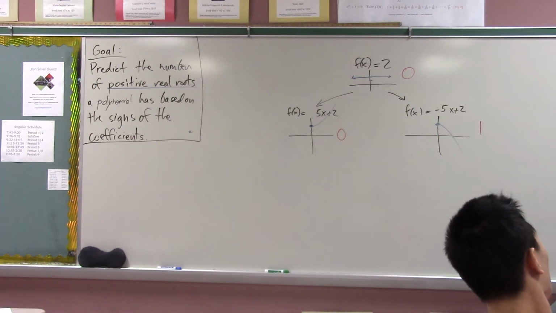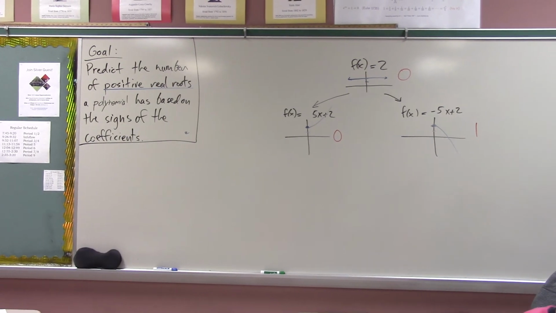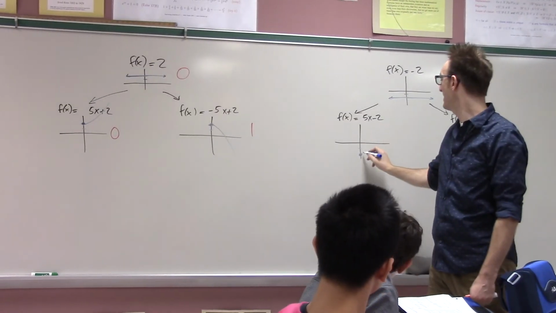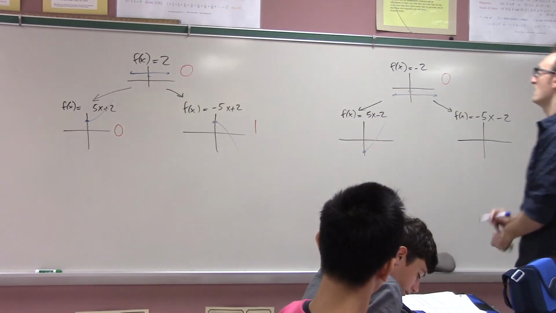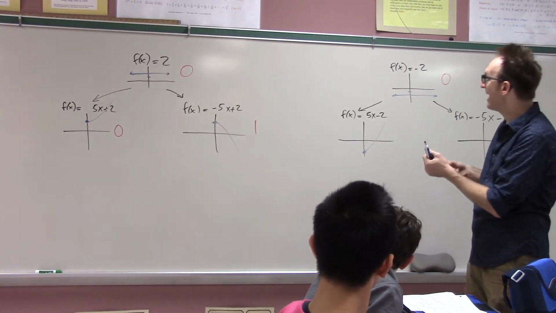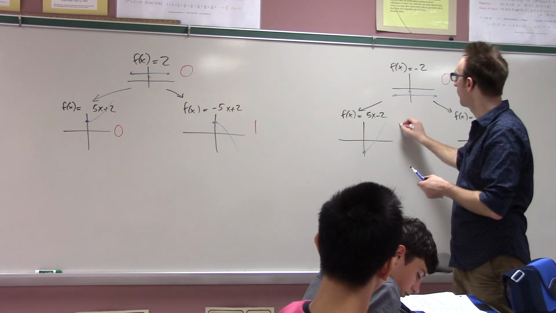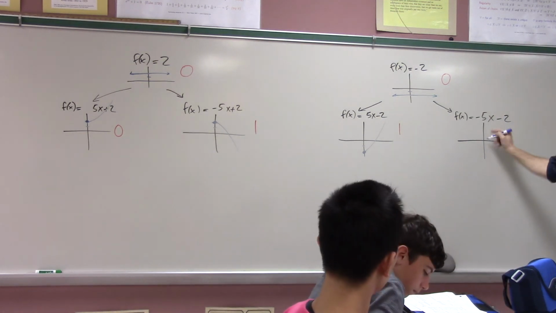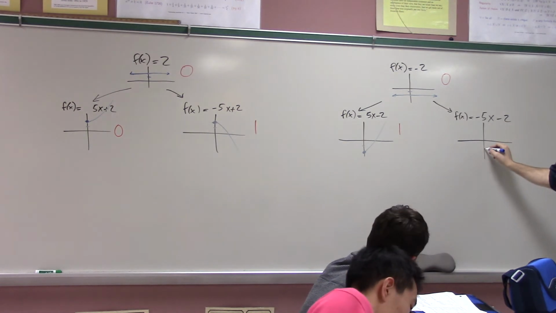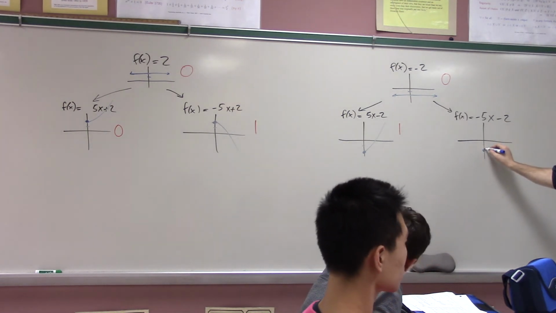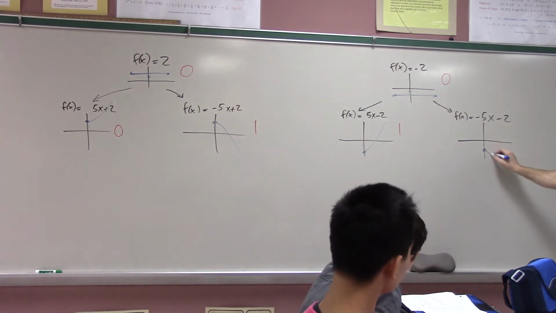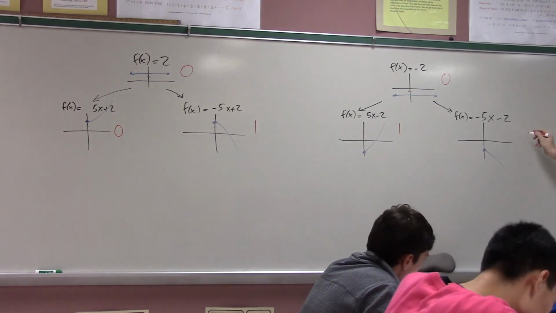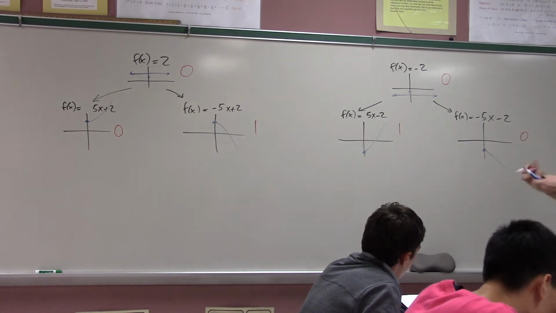How about now? Where do we begin the story? At negative 2. And what effect does the 5x have? It makes it go up. And so no matter what, I am going to have exactly one positive real root. How about over here? It begins at negative 2 and it goes down. Now we start at negative 2, and the negative 5x term is merely going to make me go down even more. So I'm guaranteed to have 0 positive real roots.